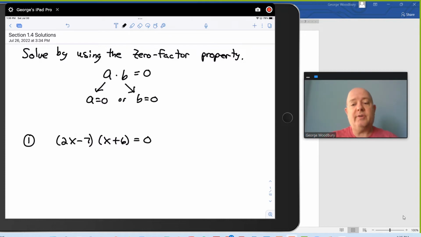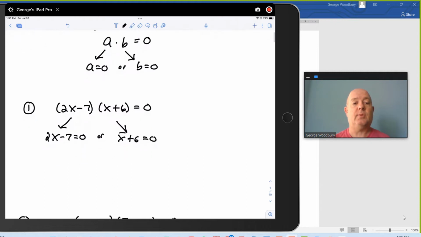So a couple of examples to go over. The first one is 2x minus 7 times x plus 6 equals 0. This is in the perfect form for the zero factor property. We have one binomial, 2x minus 7, multiplied by another binomial, x plus 6, equal to 0. So we can begin by setting each of those factors equal to 0: 2x minus 7 equals 0, or x plus 6 equals 0, and then solving the resulting equations.